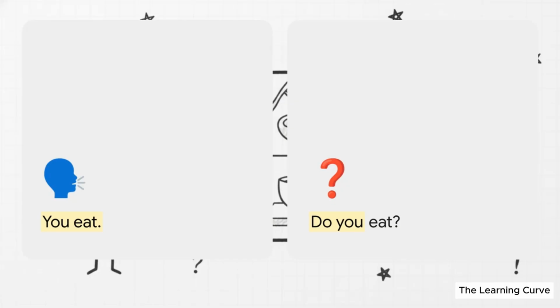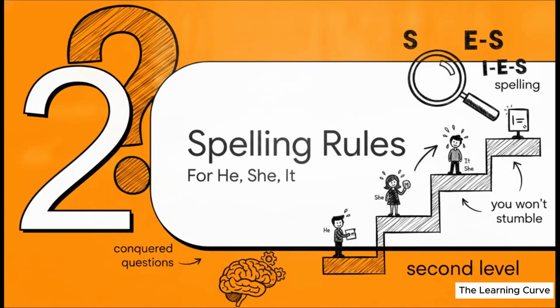Let's look at a super basic statement. You eat. If we want to execute the flip, we just drop do right at the front. Do you eat? And boom, instantly, a statement becomes a question. Notice how we didn't move you and we didn't move eat. That's the real power of these helper verbs. You literally just snap them onto the front like a Lego piece. Moving right along to section 2, spelling for he, she, and it.